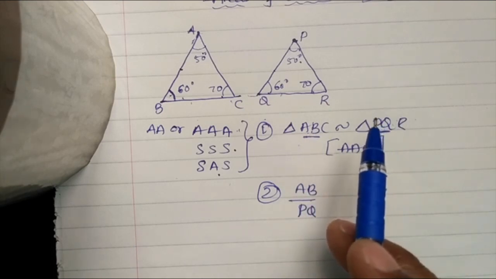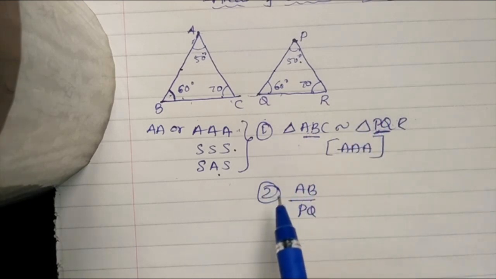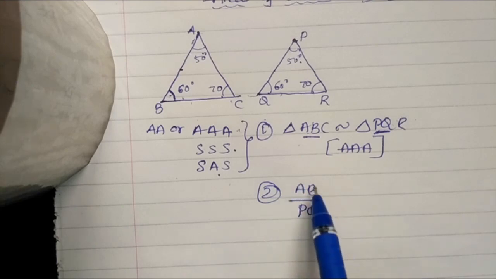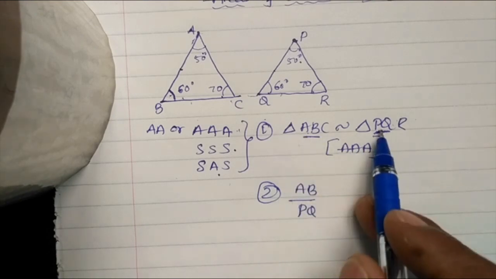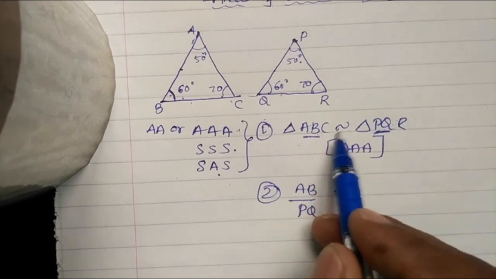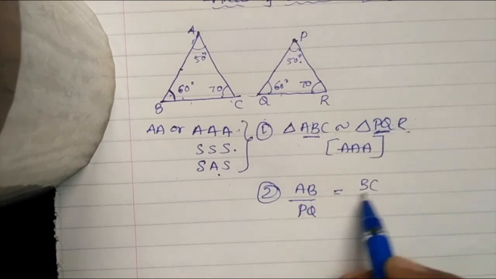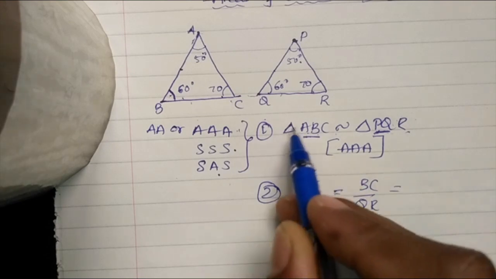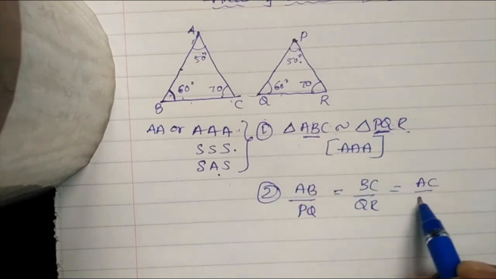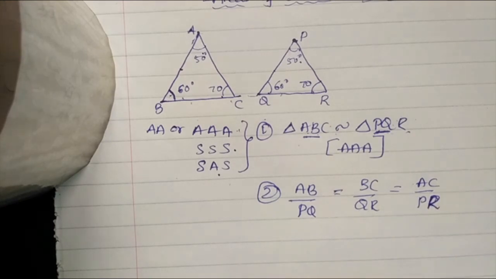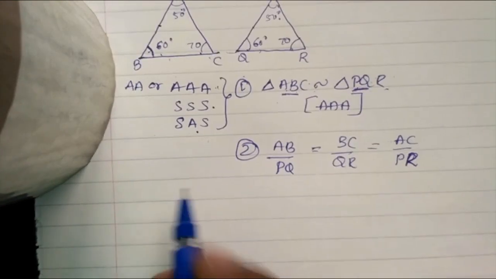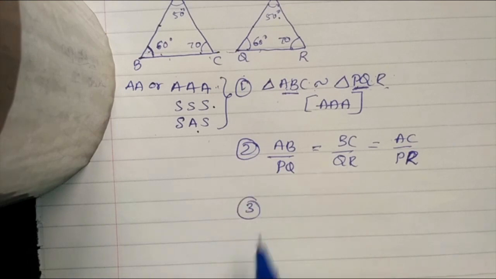So how to specify this greater and smaller comparison? By the ratio. If you use ratio, it is specified that the two triangles are not equal in length, they are varying. AB by PQ is also equal to BC by QR, and it is also equal to AC by PR. All three ratios are equal. This is the very important second level of the similarity of triangles.